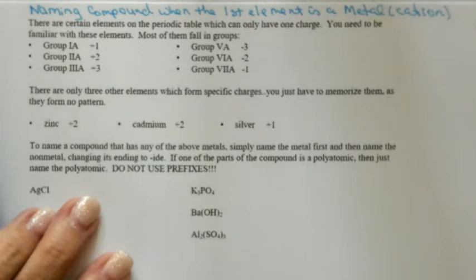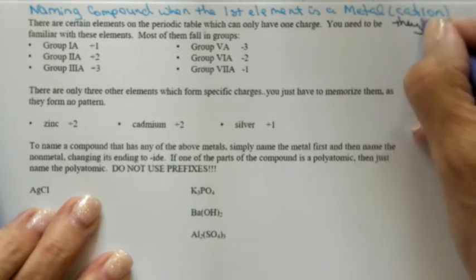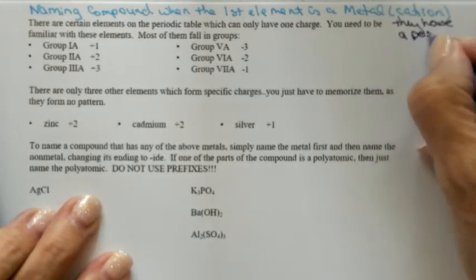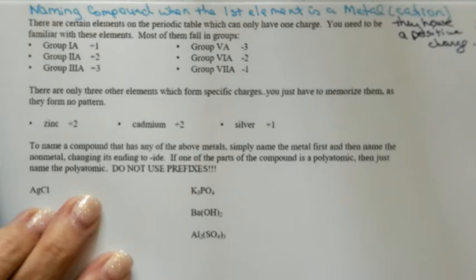Lecture 2, naming compounds when the first element is a metal, otherwise known as a cation. They have a positive charge. Okay. All right. There are certain elements on the periodic table which can only have one charge.